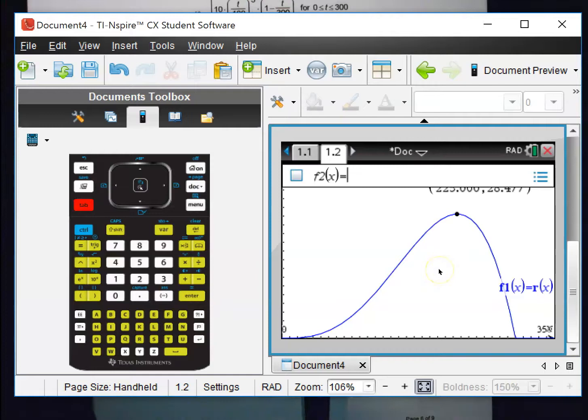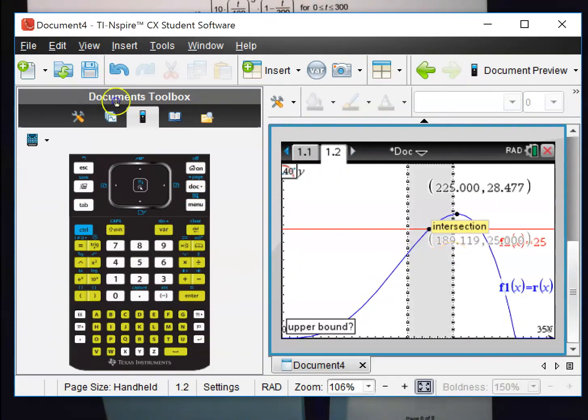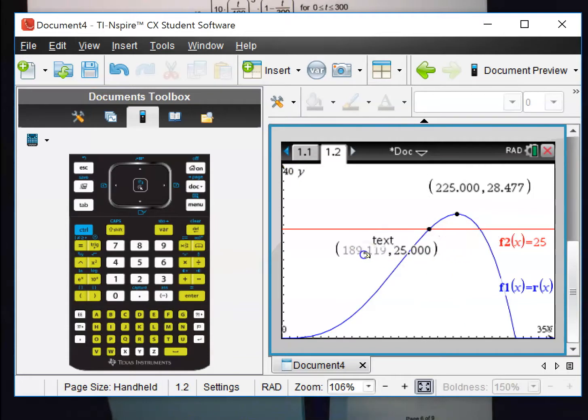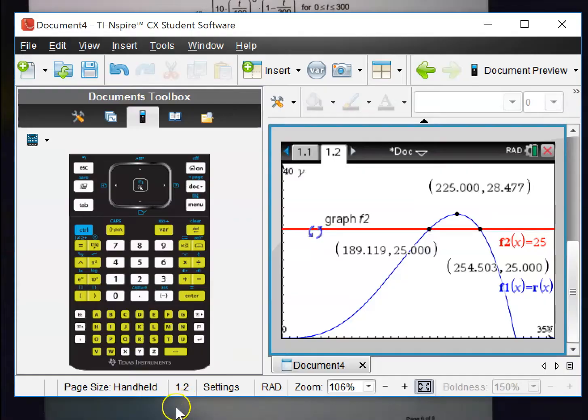If I do another line here at the height of 25, I can find our intersection points. So analyze my graph for the intersection point. There's one of them, and get the other one, analyze graph for an intersection point. Here's my other one. So let's get those two x values written down. It was when t equals 189.119 and when t equals 254.503. Okay, that's when our function hit the value of 25.